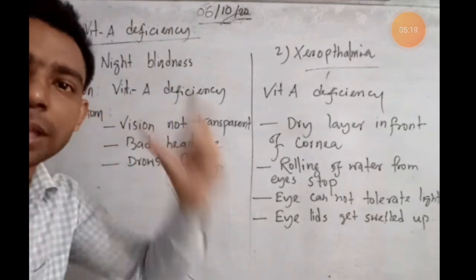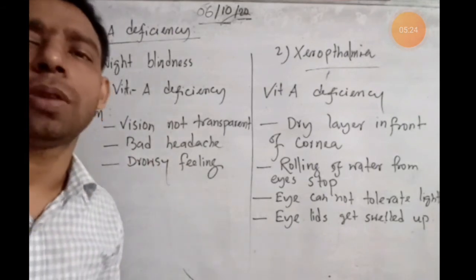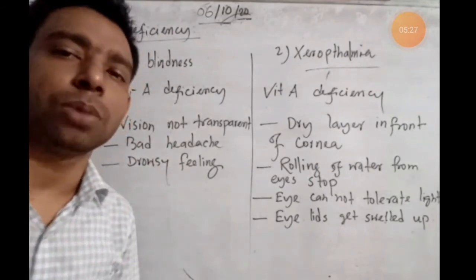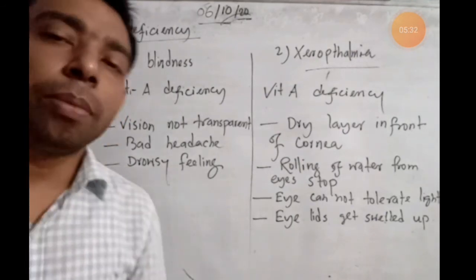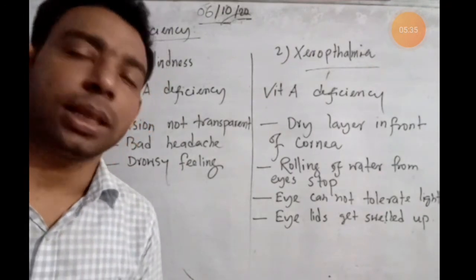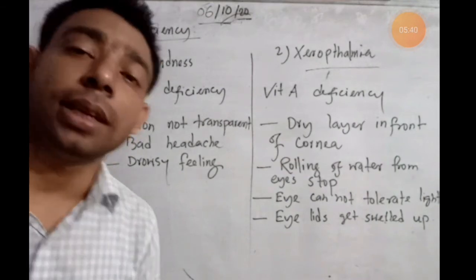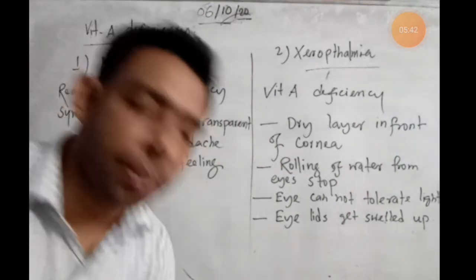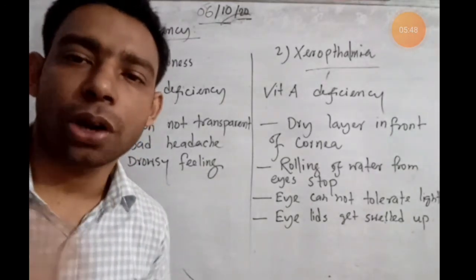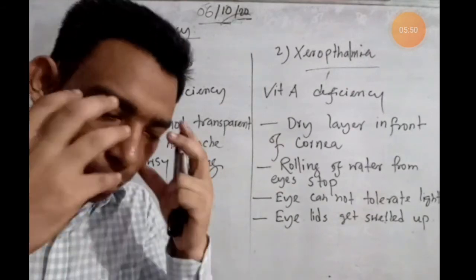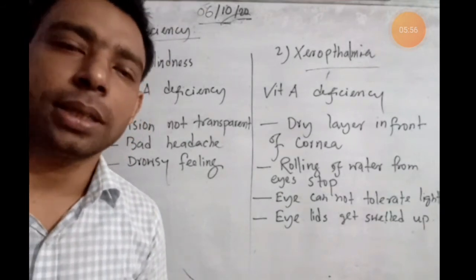Bad headache: sometimes we feel bad headaches because the eye and brain are connected. Bad headache is not only a symptom of night blindness; it is a symptom of many diseases. Drowsy feeling is like this: a teacher takes the class in the classroom, and I stare at him, and then after that I feel like sleeping. Drowsy is that feeling of tiredness coming to the eyes, just closing the eyes instantly, a sleepy mode, like that.